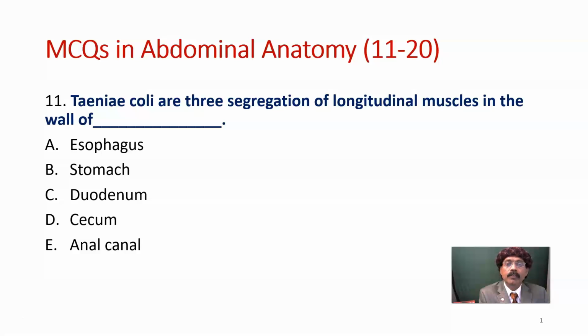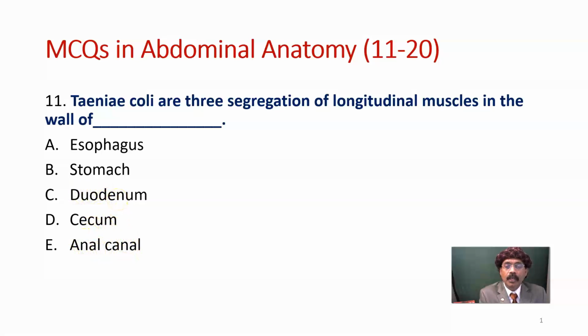Question number 11. Taeniae coli are three segregations of longitudinal muscles in the wall of what? Esophagus, stomach, duodenum, cecum, anal canal. So Taeniae coli are the segregation of longitudinal muscle in the wall of the large intestine, and these are thickenings of the longitudinal muscle. So it is not present in the esophagus, not in the stomach, not in the duodenum, not in the anal canal.